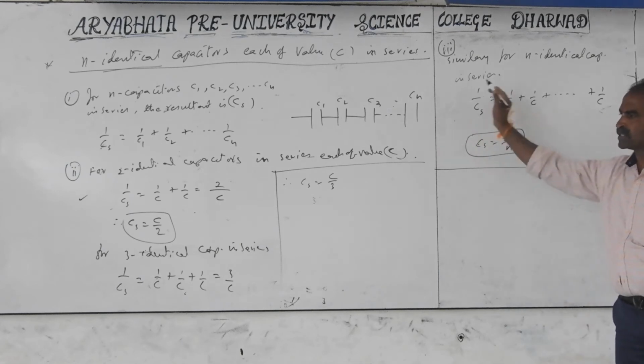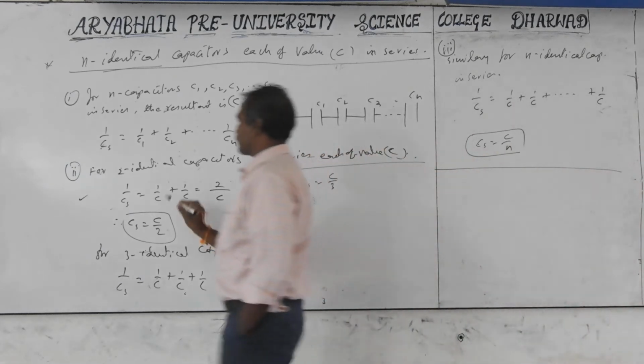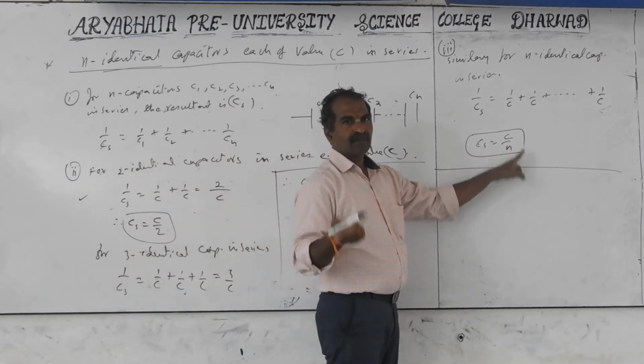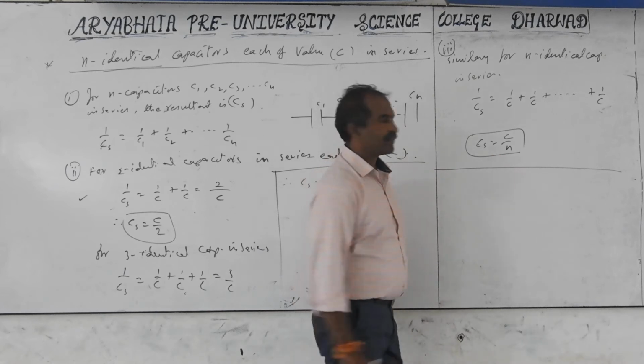No need to know all these things. Only two capacitors will be a problem. But if you remember, two capacitors means C by 2, 3 capacitors means C by 3, 4 capacitors means C by 4. Right. Example of this.